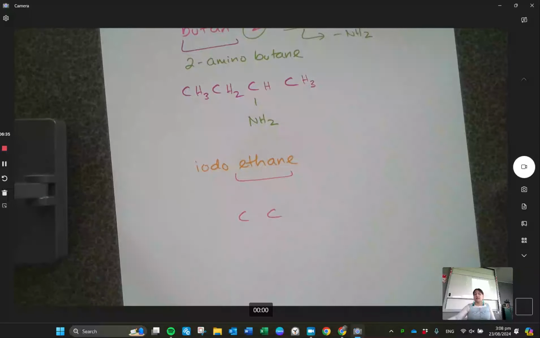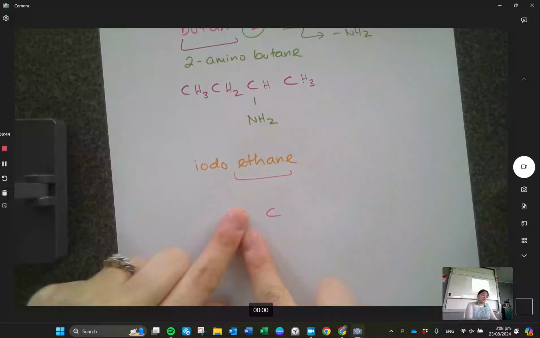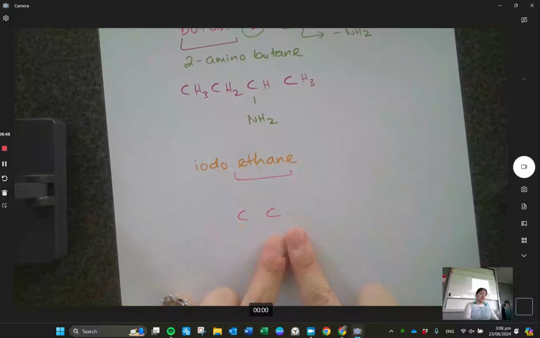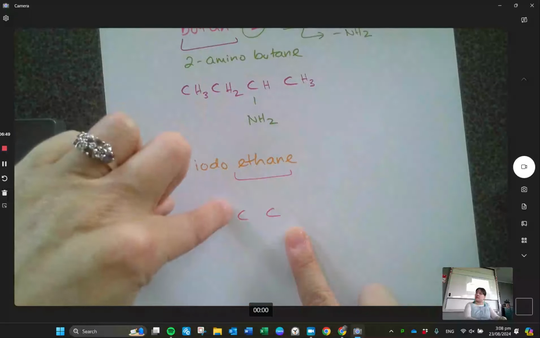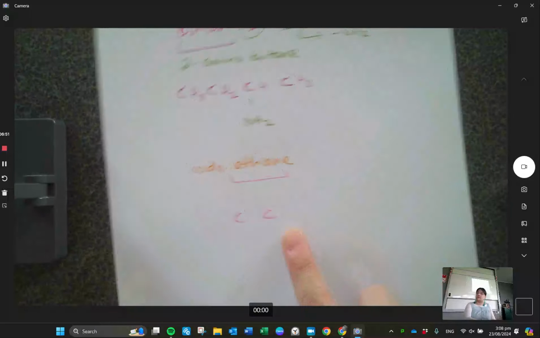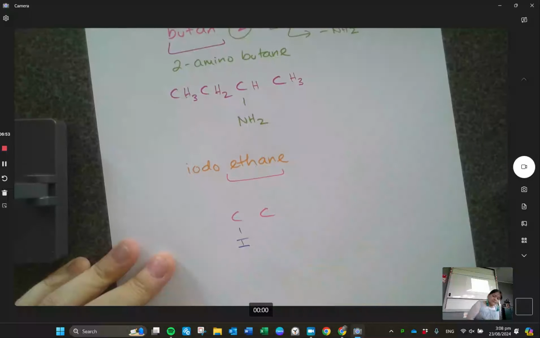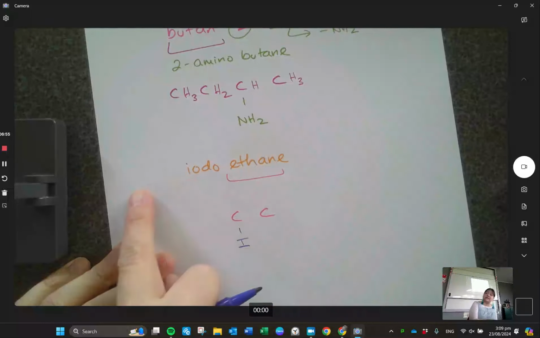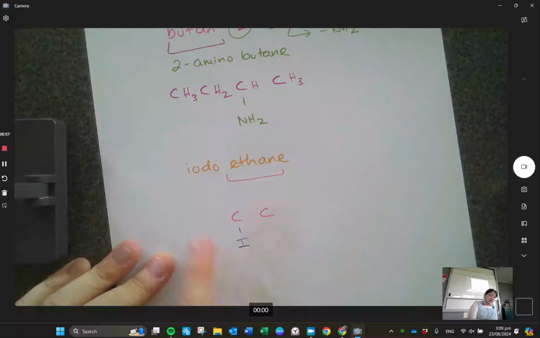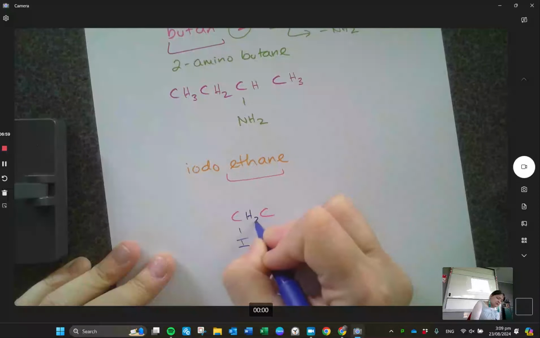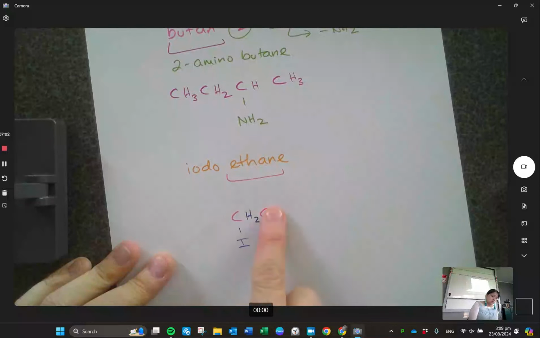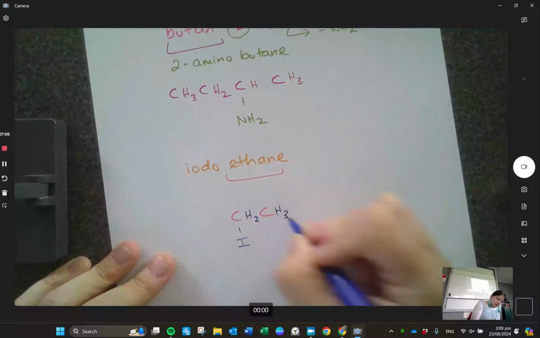So I have an iodine. Now, which carbon do I have it on? There's no number attached to it. First one? No, it doesn't matter because if I attach it to this one, that's carbon number 1. If I attach it to this one, I'm just going to number it the other way around, so that's still carbon number 1. So it doesn't matter. And there's only one on there because it didn't say di or tri. And then I fill in the hydrogens. So this is going to be 2. So 1, 2, 3, 4. 1, 2, 3, 4.